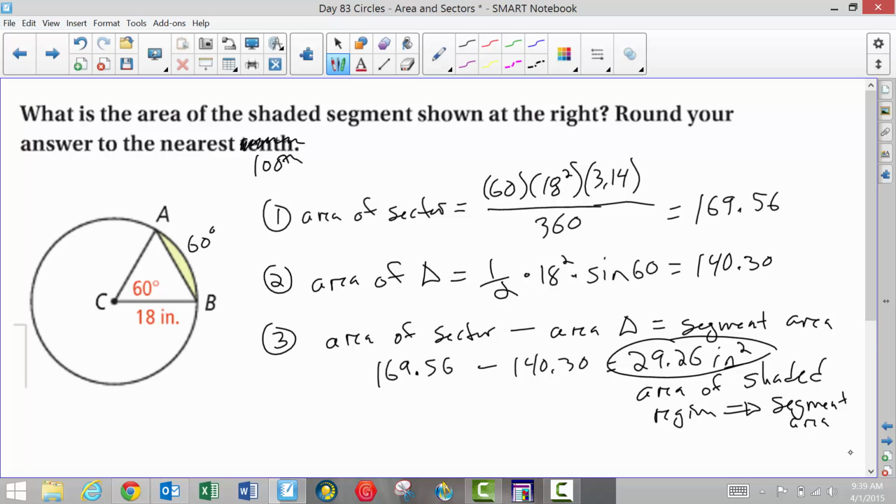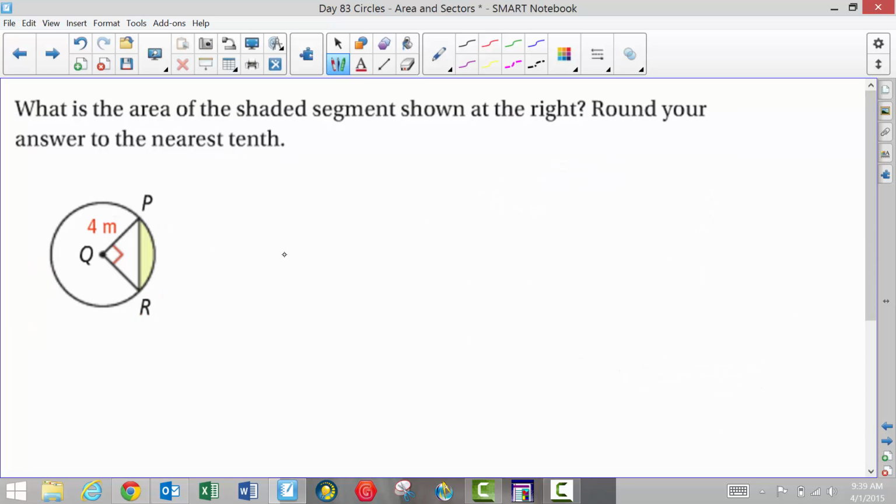So how do you find the area of a segment? Area of the sector minus the area of the triangle. And always use 3.14 when you're finding area of a segment. Let's try another example. So again, I'm rounding to the nearest hundredth, not tenth. So how do I find area of a segment?